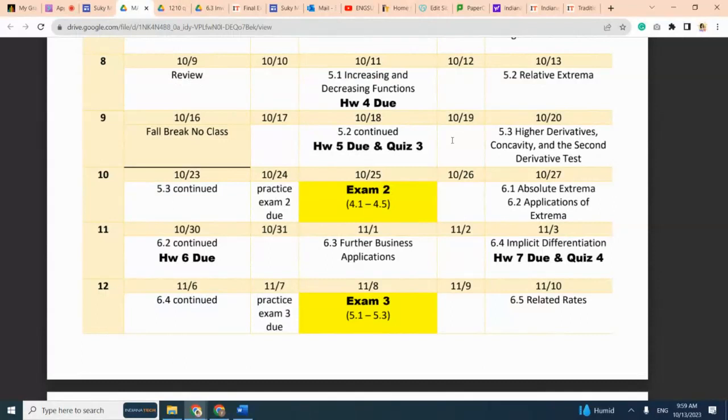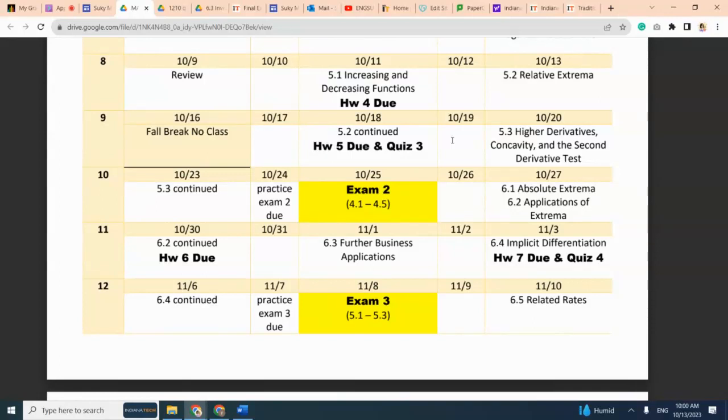I hope over this weekend you can work on your homework and also the practice exams. We have covered everything, like 4.1 to 4.5, and it's going to be in your exam too. So do your practice exam, and do it multiple times. Next Wednesday we have homework 5 and quiz 3. Okay, everybody? And then the exam is on Wednesday, October 25th.